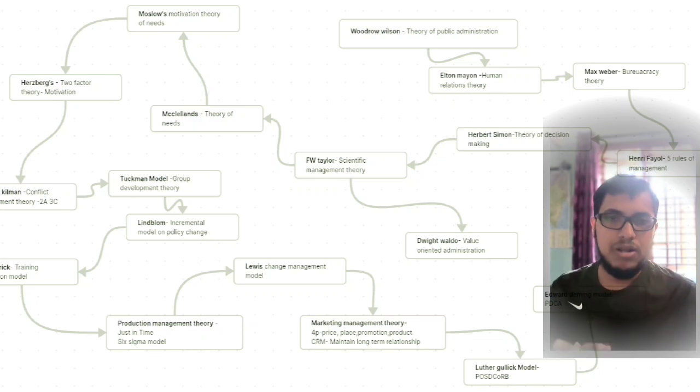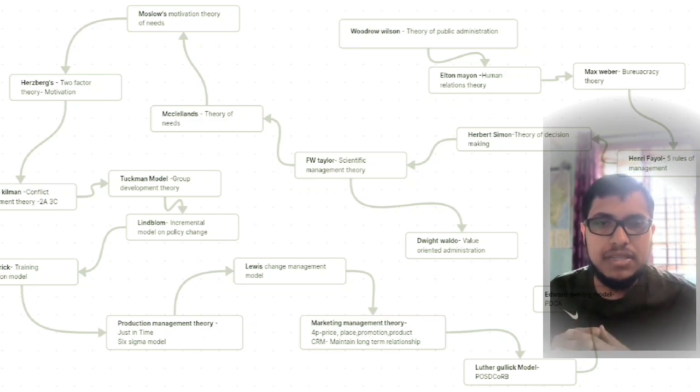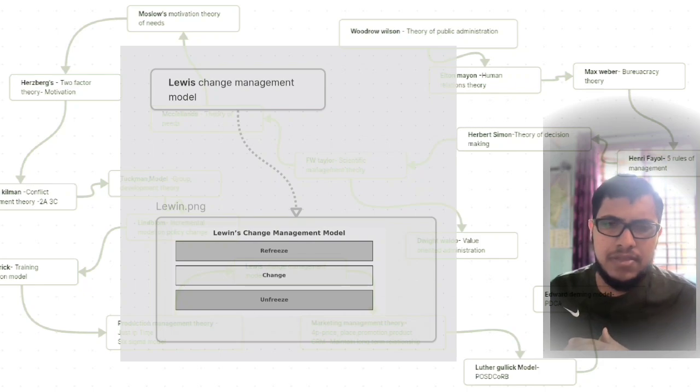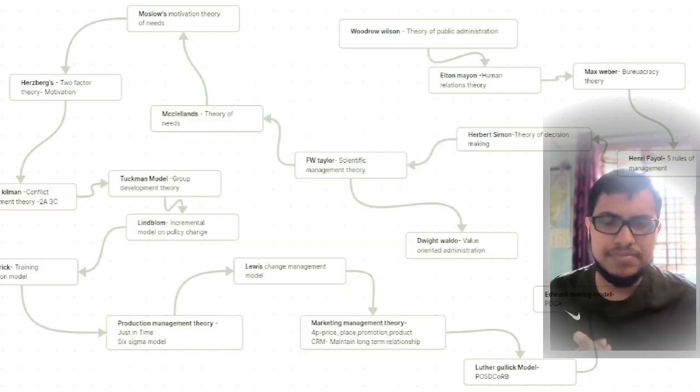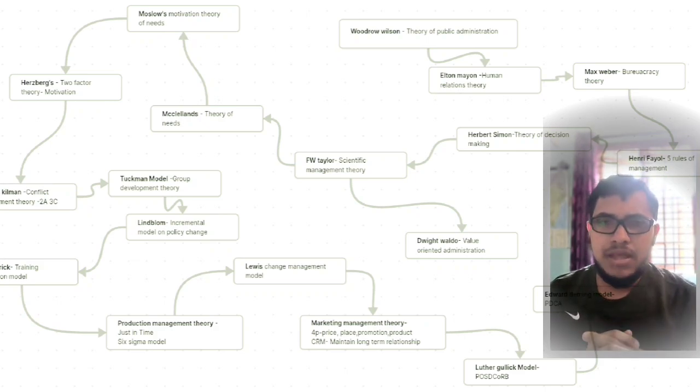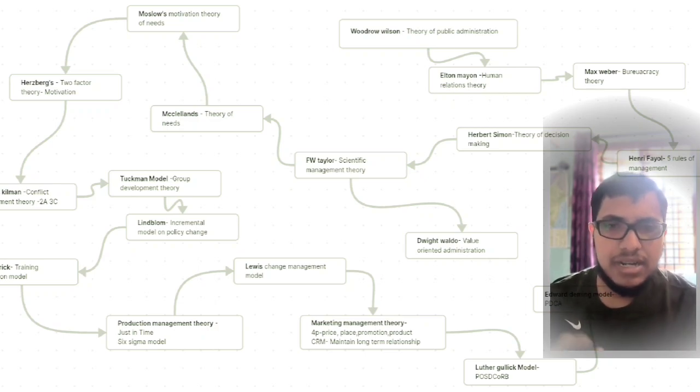Let's move on to the next model, that is Lewin's change management model. In this, three things are considered by Lewin. One is unfreeze, second one is change, third one is refreeze. In unfreeze, we have to prepare for change, and in the change we have to implement whatever solution we have, and in the refreeze we have to stabilize the model.